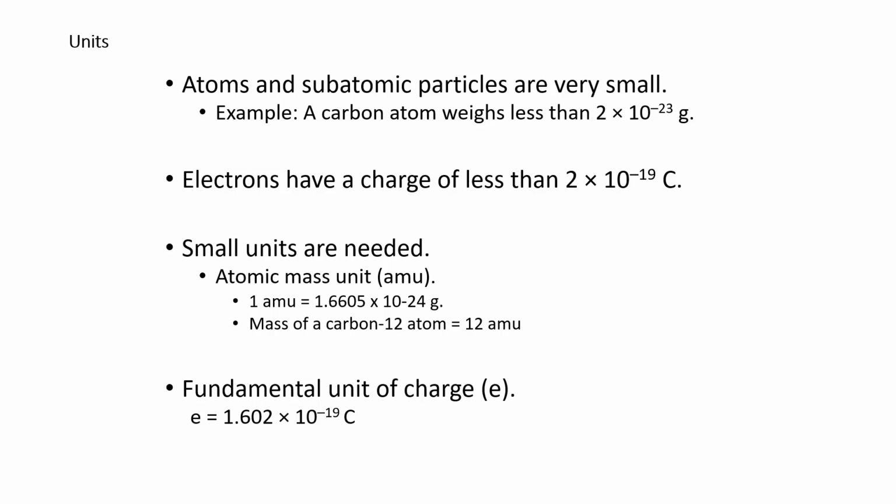Atoms and subatomic particles are very small. For example, a carbon atom weighs less than 2 times 10 to the negative 23rd gram. Electrons have a charge of less than 2 times 10 to the negative 19. Small units are needed. An atomic mass unit, 1 AMU, is equal to 1.6605 times 10 to the negative 24 grams. So the mass of a carbon 12 atom is 12 AMU. We'll get into how we calculate masses and how we calculate the number of protons, neutrons, and electrons within atoms shortly. The fundamental unit of charge, e, is 1.602 times 10 to the negative 19.